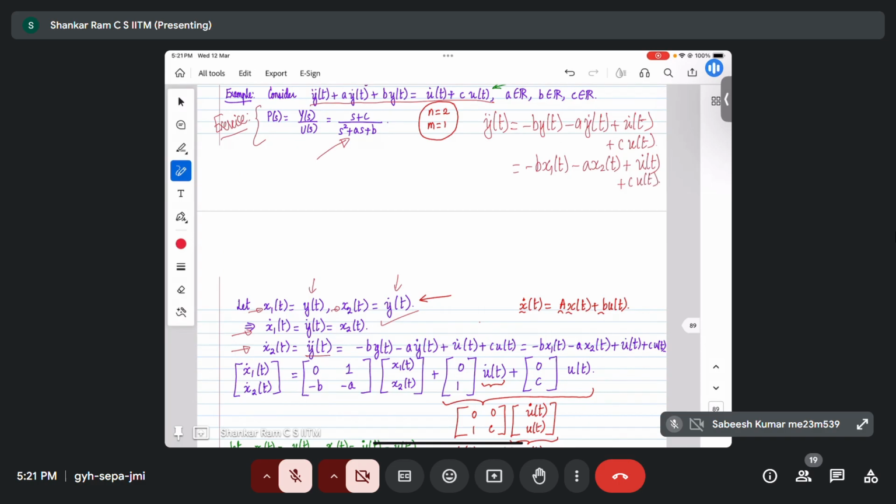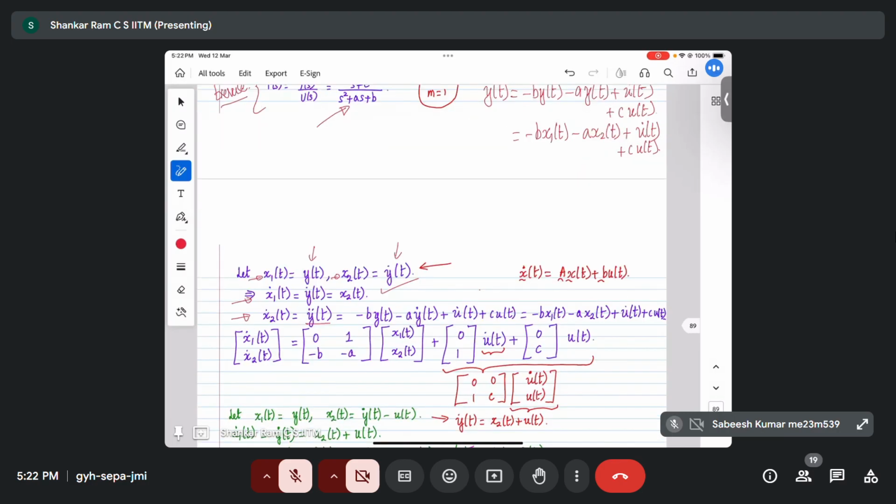Okay, now what is the next step in the state space representation? We have these two first order ODEs. What we do is essentially collate them into the state equation as a vector first order ODE. So that is this step. We write x1 dot, x2 dot as a column vector, and we collate these terms. When we collate these terms, we get [0, 1; minus b, minus a] times [x1; x2].